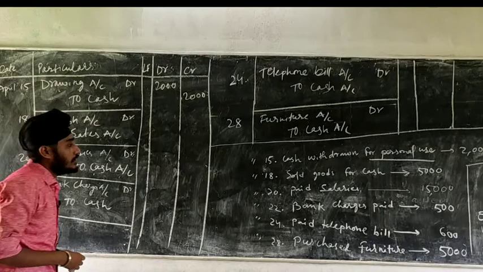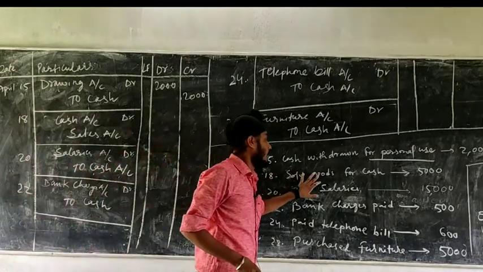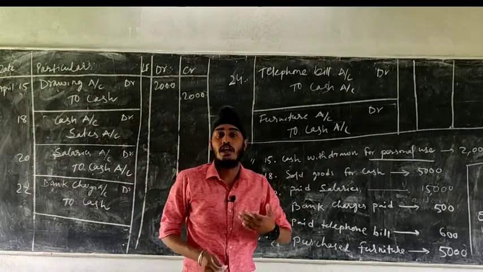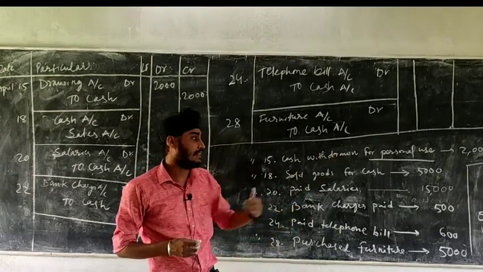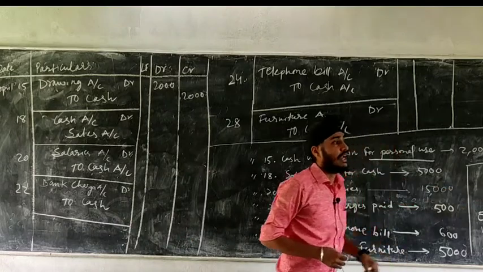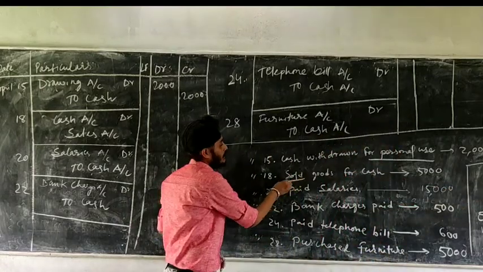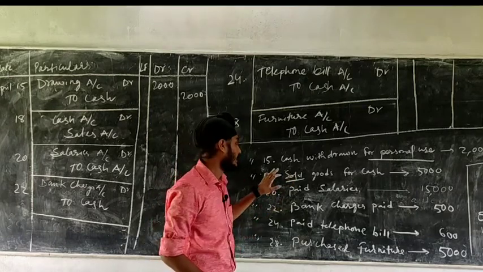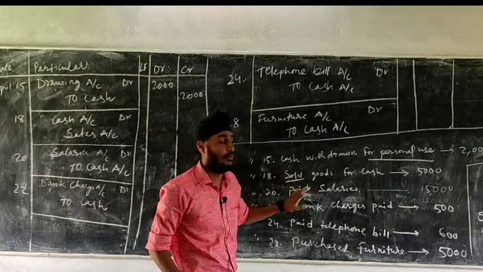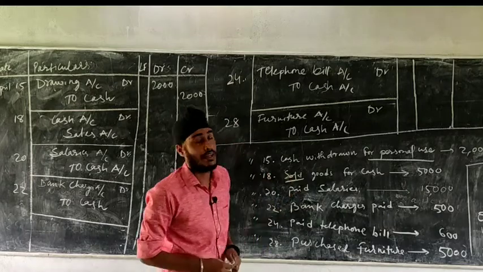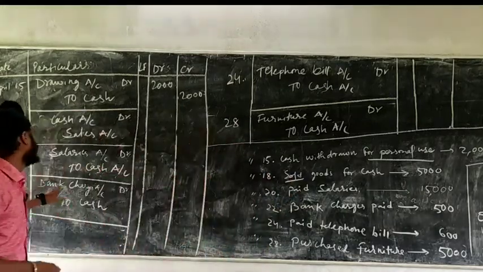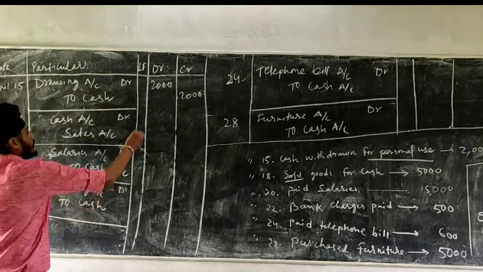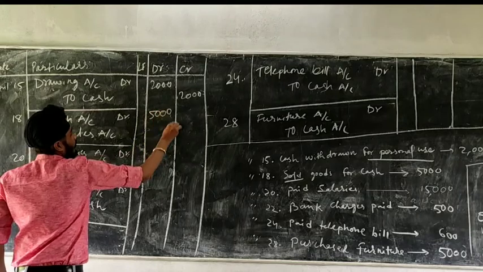Then the 18th, what is the question? Sold goods for cash. Now goods are sold. What will happen? Cash comes in. So when cash comes in, cash will be debited. So cash account will be debited to sales account. As I have discussed, for purchase goods we don't write goods account, and in sold goods also, we don't write goods account. We take sales account. So cash account debit to sales account. What is the amount? 5,000.